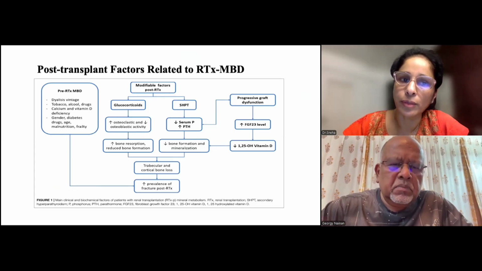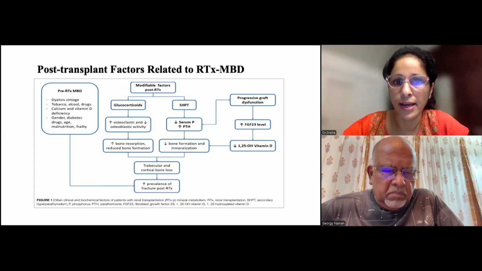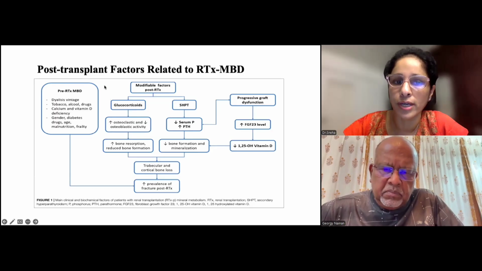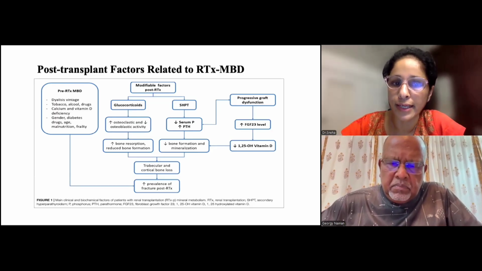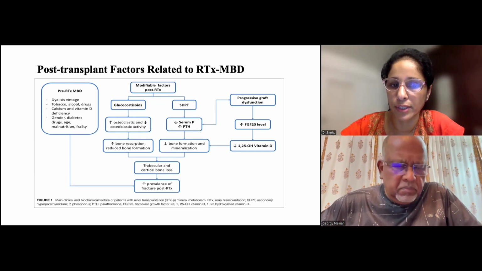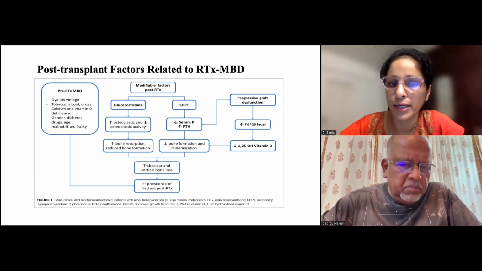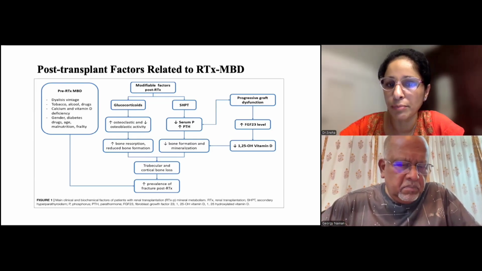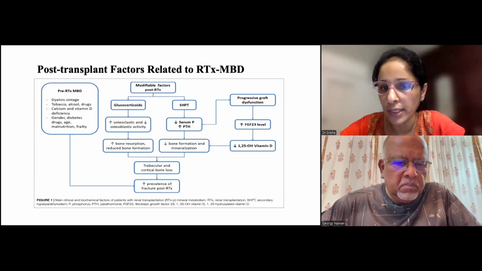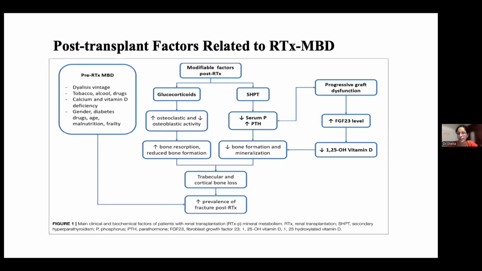Always we should look into the pre-transplant mineral bone status, and the modifiable factors post-transplant include glucocorticoids. Glucocorticoids increase the osteoclastic activity and decrease the osteoblastic activity, so it leads to increased bone resorption and reduced bone formation. Also the hyperparathyroidism, which is persistent post-transplant, leads to decreased bone formation and mineralization, leading to bone loss and fractures. And as the graft function deteriorates, there will be accumulation of FGF23, which decreases the active vitamin D. That also leads to decreased bone formation and mineralization.